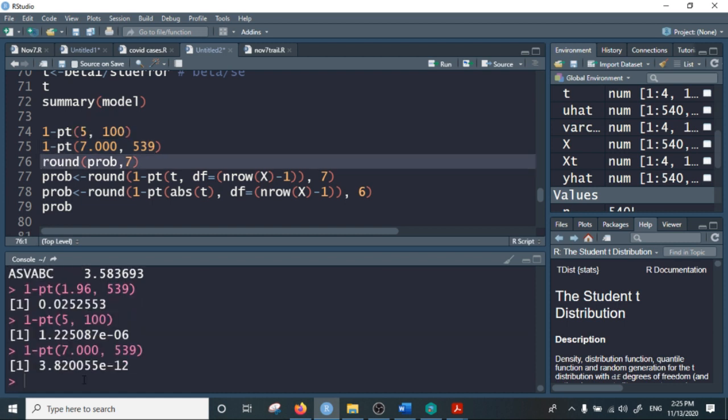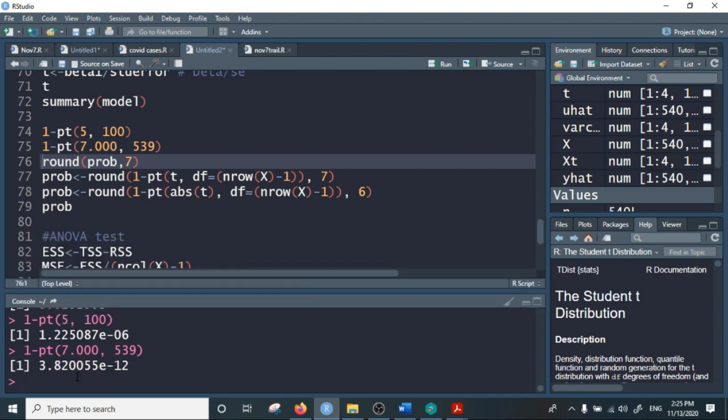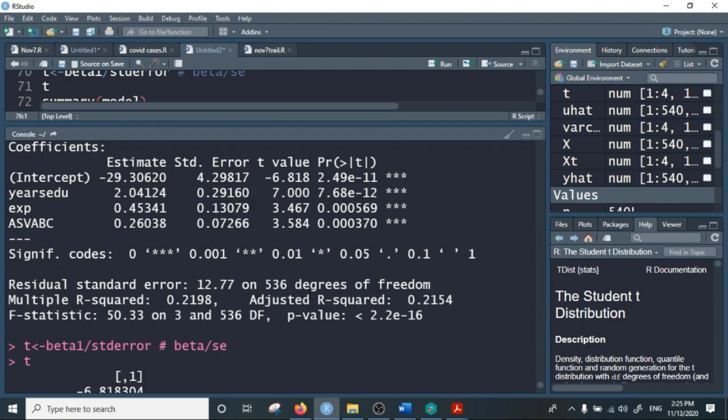So the value is very small, 3.82. This number is very small, 0.11 zeros followed by 382, so it is almost 0. Now compare this with the probability from the inbuilt function, which is also a very small number. If we round these probabilities to 4 digits, its value is 0.